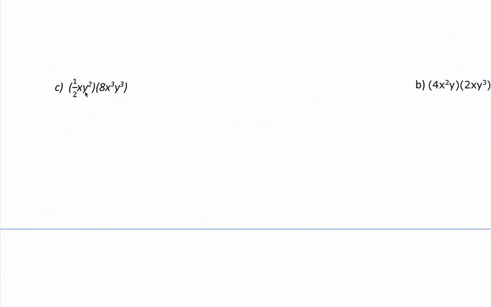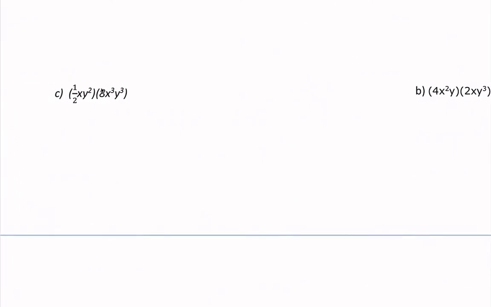So I'm going to take 1/2 x y squared and multiply it by 8 x to the third y to the third. So I like to start with my coefficients, my regular numbers, and treat them like normal. So I have 1/2 times 8. 1/2 times 8 is 4. So I'm done with the regular numbers, so now I'm going to move on to x. Since there is no exponent here, I'm going to go ahead and put a 1. So I have x to the first, I have x to the third. So when we're multiplying these x's together, the rule is to take these little exponents and add them together. So x to the 1 times x to the third is really x to the fourth.